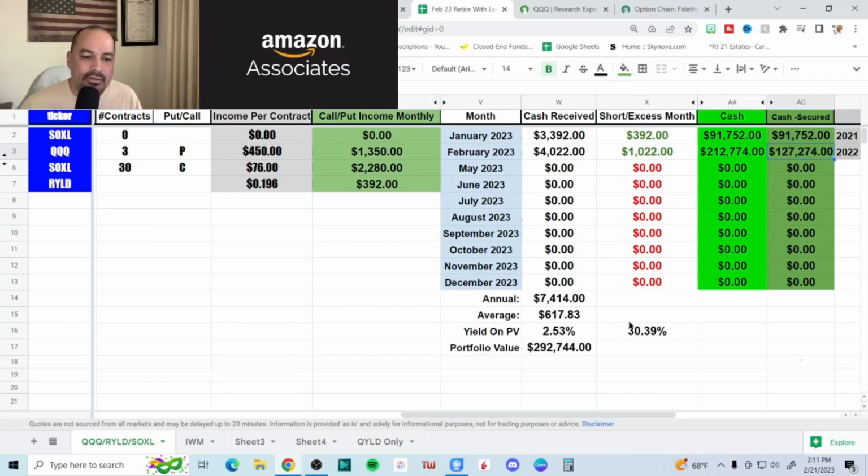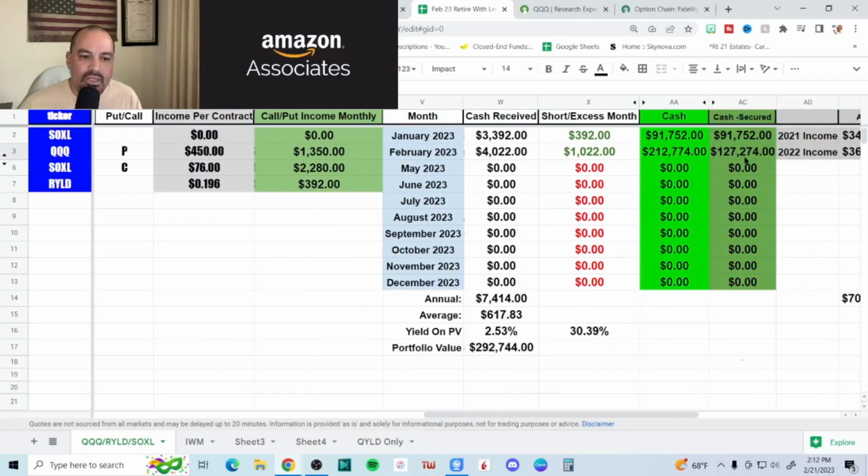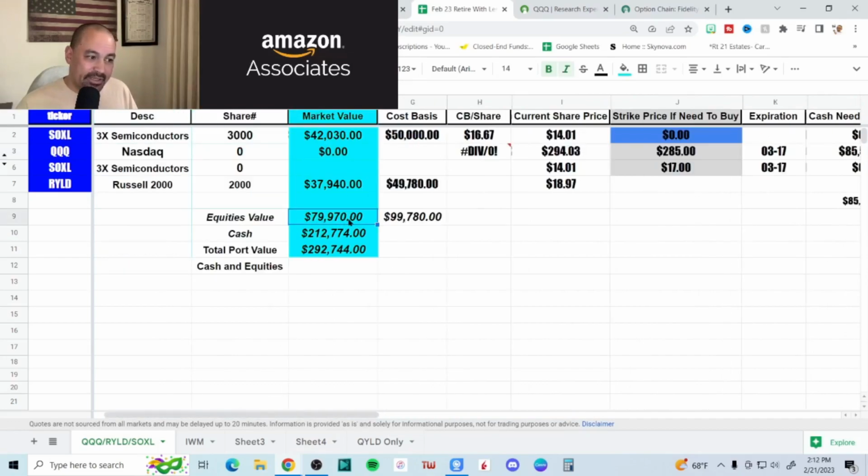Now cash minus secured, 127,274. What that means is it's this amount minus how much we need to commit to those three contracts, which is 85,500. So, you know, total liquid cash that we have that we can go gamble with, just kidding, don't go gambling, is $127,274. So the total on this equity value, 79,970, quite a bit down because of SOXL and RYLD. Cash, 212,774. Total portfolio value on this side, 292,744.